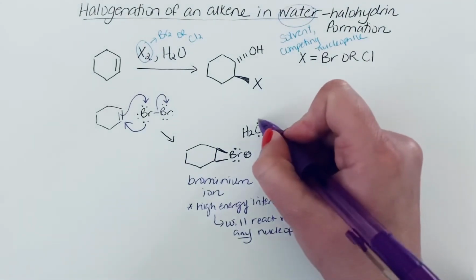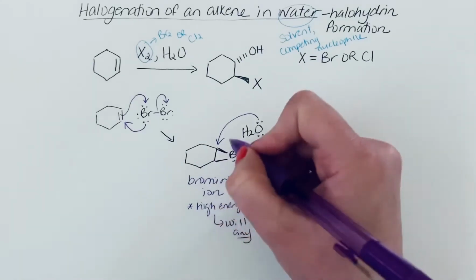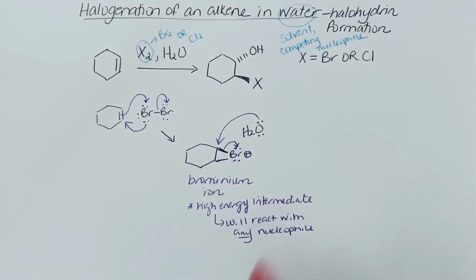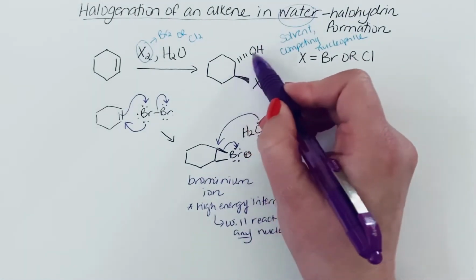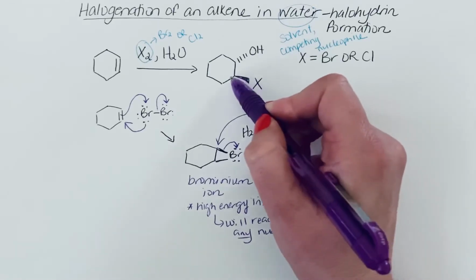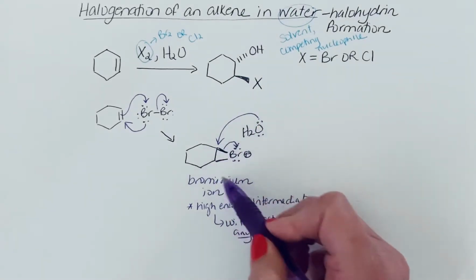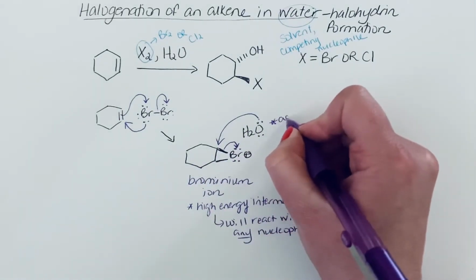So if the water attacks, it's going to attack one of these two carbon atoms, and it's going to break open that cyclic brominium ion. This is still an anti-addition, right? We see the alcohol is going back into the plane. The halogen is sticking out of the plane, and that's because of this attack right here. This is where your anti-addition occurs.